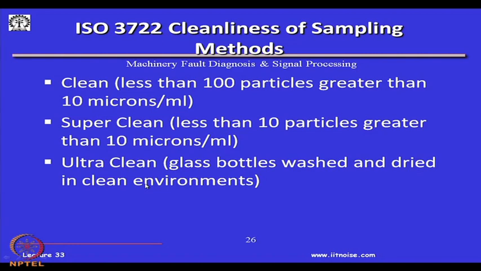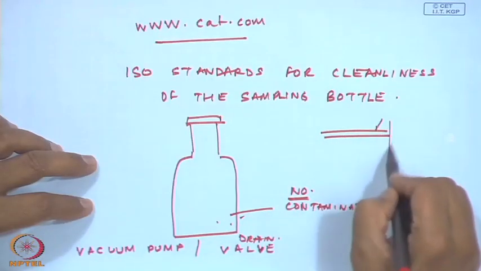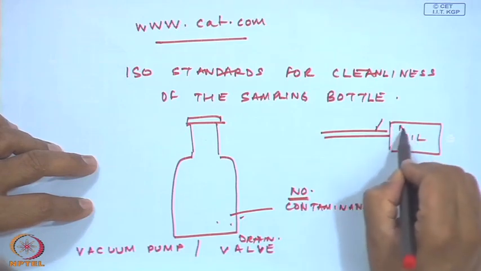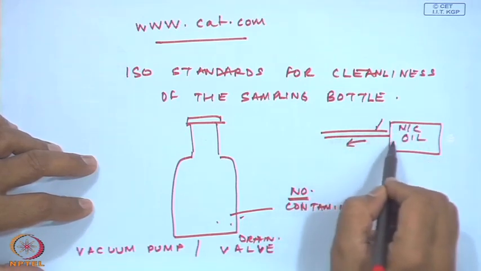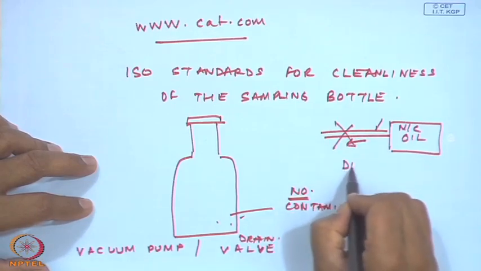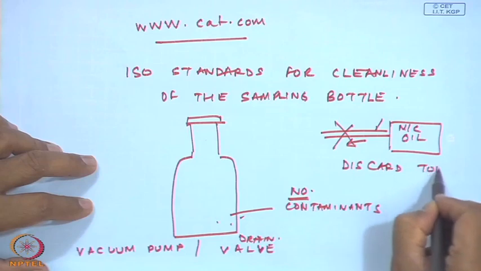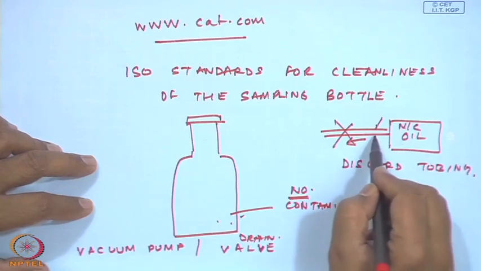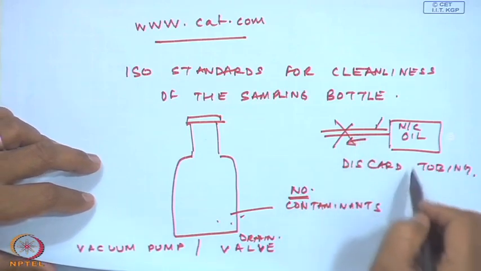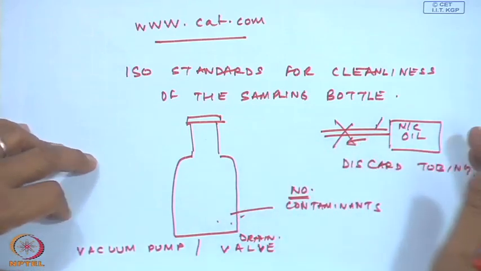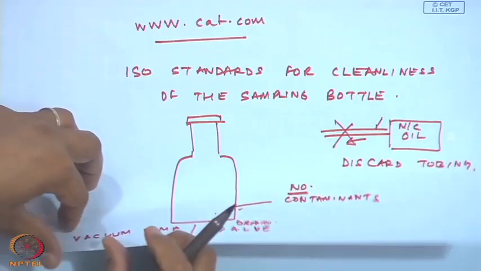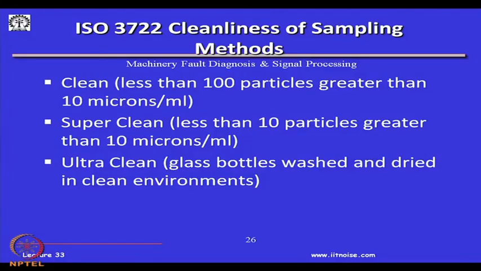So, such cleanliness of sampling method is very, very important, because I cannot have a dirty bottle wherein there are contaminants. In fact, sometimes when these tubings are required in this vacuum pump, once you have collected oil from one place, so like a machine, in the next, when you go to the next machine, you should discard the tubing and you should put a fresh tubing. Otherwise, the contaminants from the earlier machine are going to get deposited in the walls of the tubing and it is going to contaminate the second reading. So, contamination has to be avoided at any cost, and that is why this cleanliness is essential to be maintained through this ISO 3722 standards.